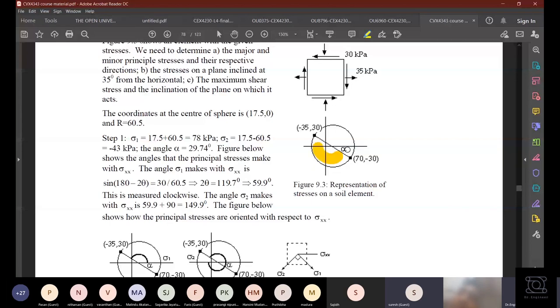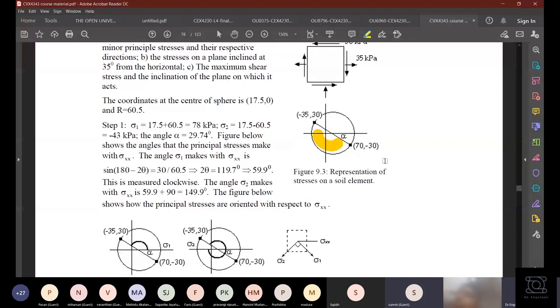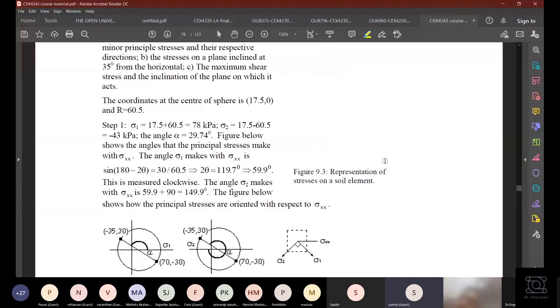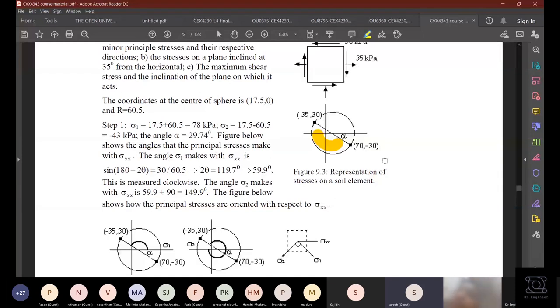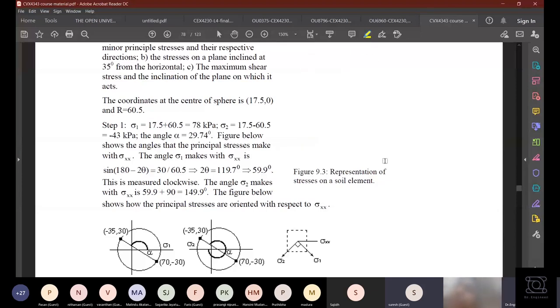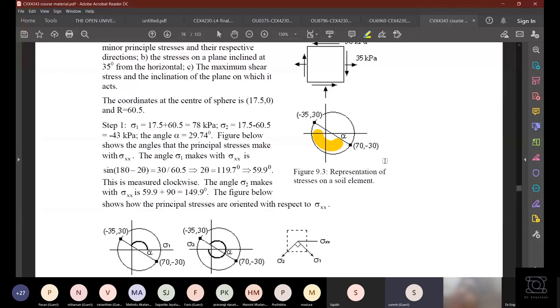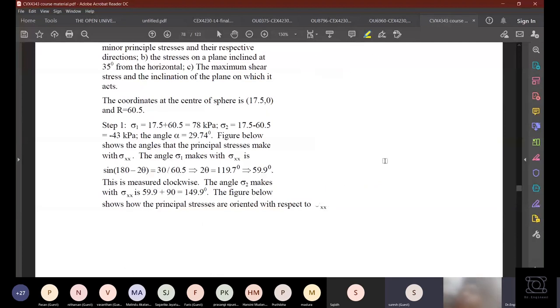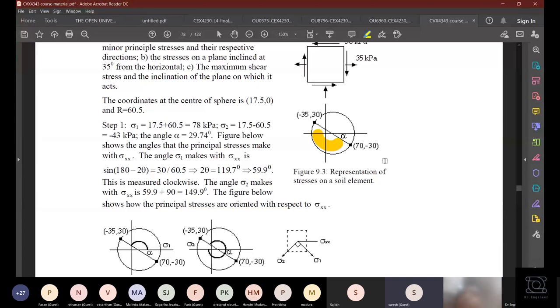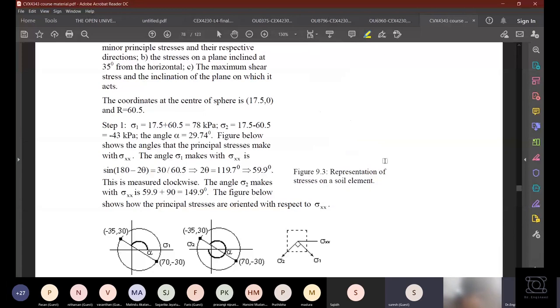So in that sense, 30 by 60.5, 2 theta is 119.7, so theta is 59.9. So, did you get the same value for that alpha, 29.74? Yes, I get the value for alpha is 29.74.